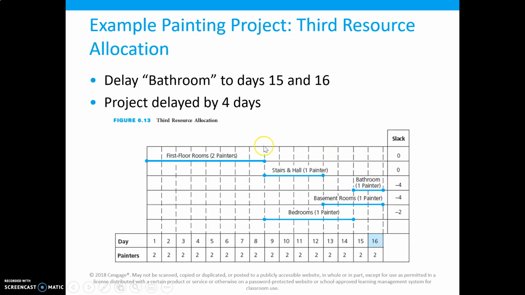And so what we end up doing is moving the bathroom out. And then this is what our final project schedule will look like, and now it's leveled. So we have 2 painters every day, and now instead of 12 days, we're going to do this project within 16 days.